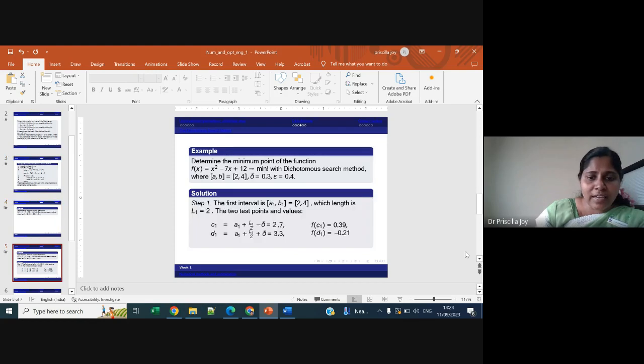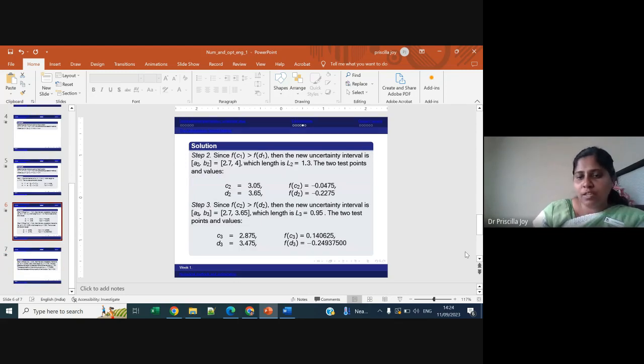So what is our LK? The LK value is 2, divided by 2, plus the delta value, which is 0.3. So the whole thing divided by 2, we will be getting 2 plus 0.6. That is 2.6 divided by 2, which will give you 1.3. Okay, now we have found the L2 value also.